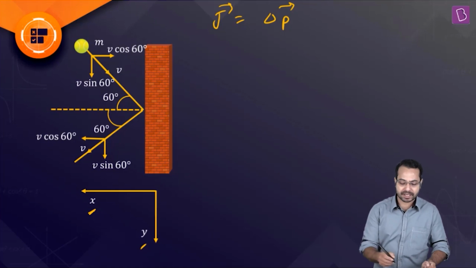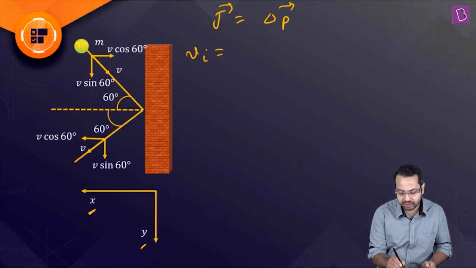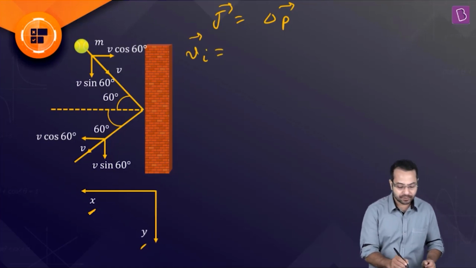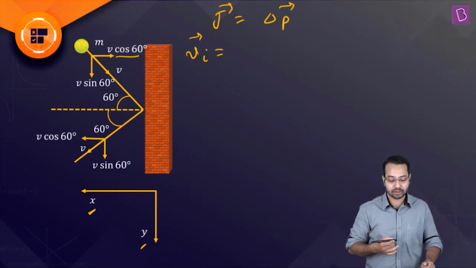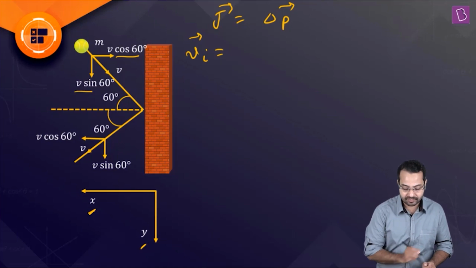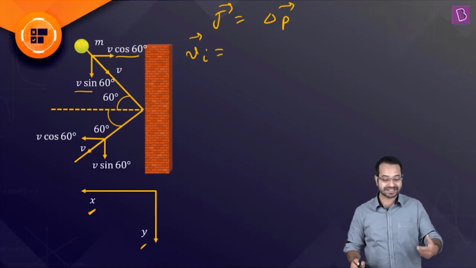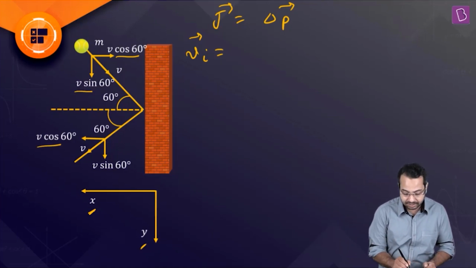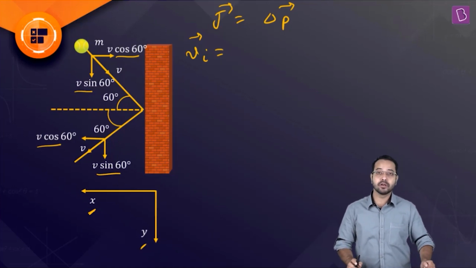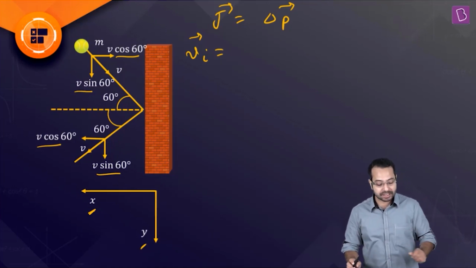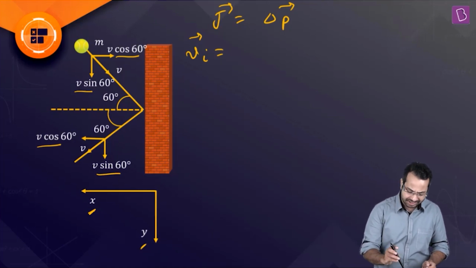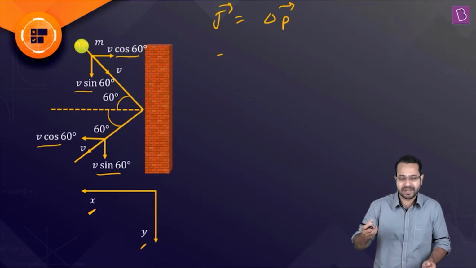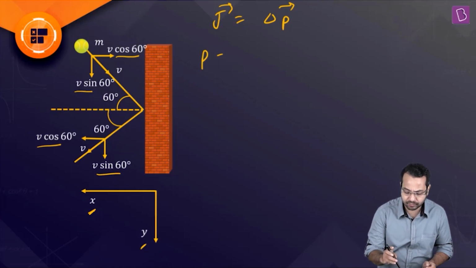So what I'm going to do is write what is the initial velocity. Okay, now velocity is like this. So you can see that the component perpendicular to the wall is going to be v cos 60 degree, and parallel to the wall is going to be v sin 60 degree. And similarly, we have also broken it down for the final velocity. So the initial velocity is going to be, or I should directly write initial momentum, right? Why do the hassle of two steps?